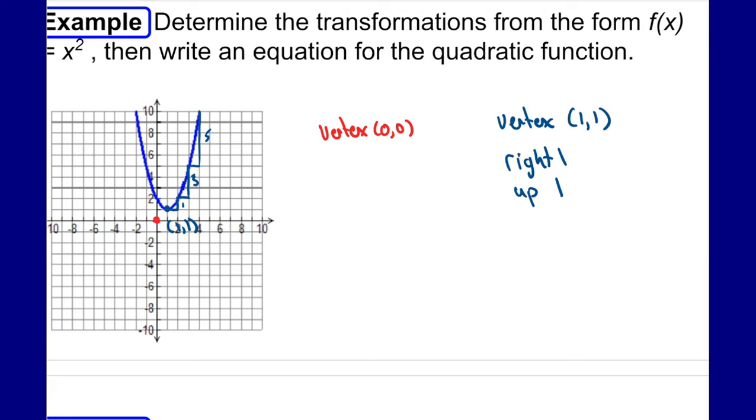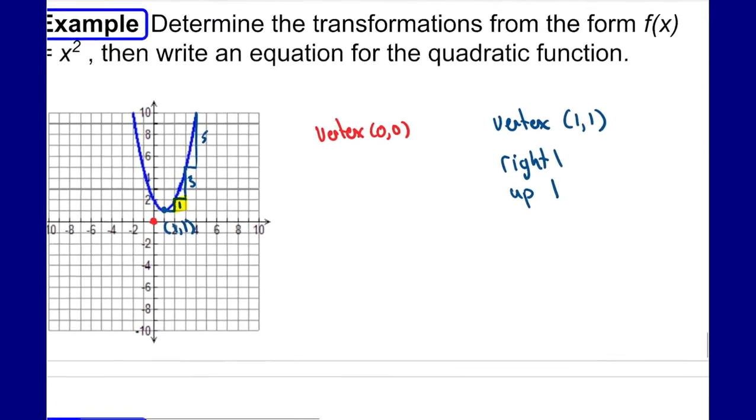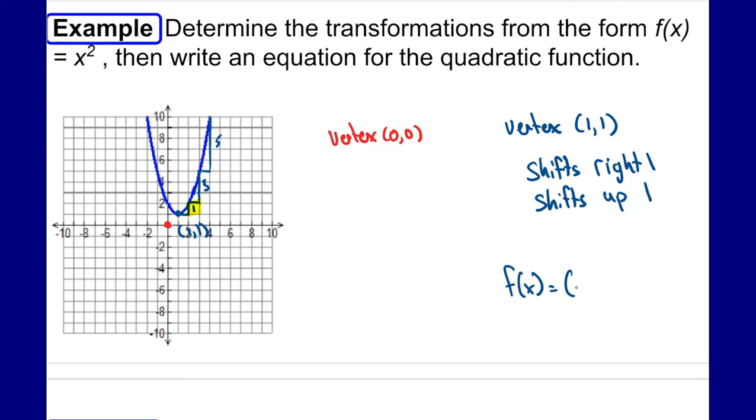Now, you could look at all 3 steps, but realistically, all you really need to focus on is just this first step. If you just look at the first step, and if it's any value other than 1, then we know we have a new a value. But right now, the only transformations we have is that we've shifted right 1, and we've shifted up 1. So shifts right 1, shifts up 1. So that means that in our new equation, we have (x minus 1) squared plus 1.